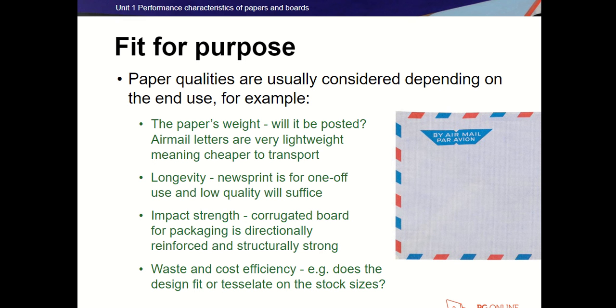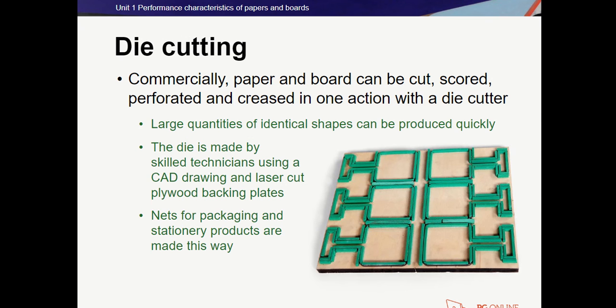Longevity. How long is the print going to last on it? Is it going to get worn off easily? Impact strength. So corrugated board for packaging is reinforced and structurally strong, which is why it's perfect. And it's very light, because there's a lot of air that fits between the corrugations and the gaps, so it's very light to transport around. And waste and cost efficiency. So does the design fit or tessellate on the stock sizes? Can you get it in those stock sizes as well?